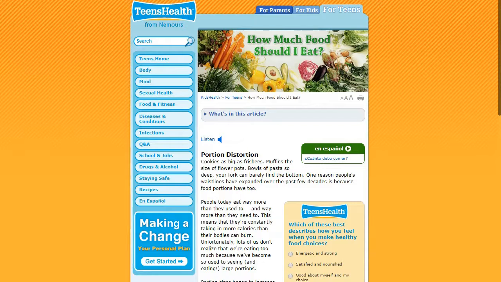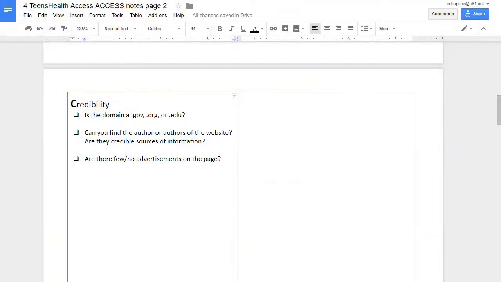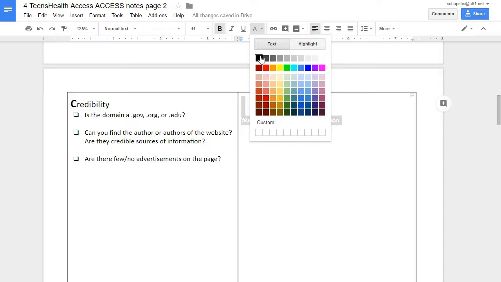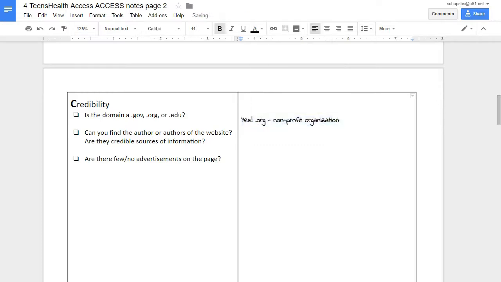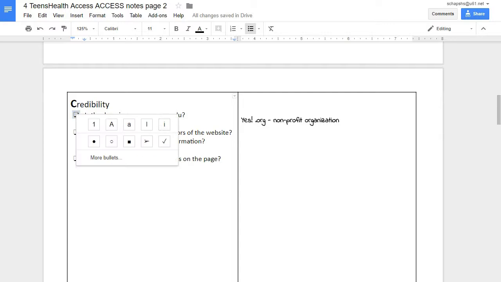This is actually a nonprofit organization, which means that their first intention isn't to just make money. So on my checklist, I want to make a note that this website is a .org because it's a nonprofit organization. So that earns a check mark.